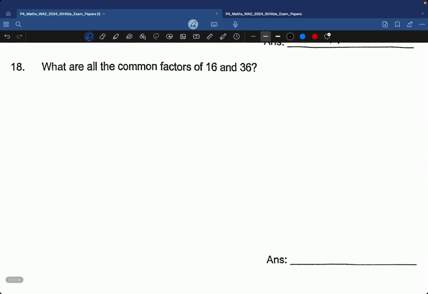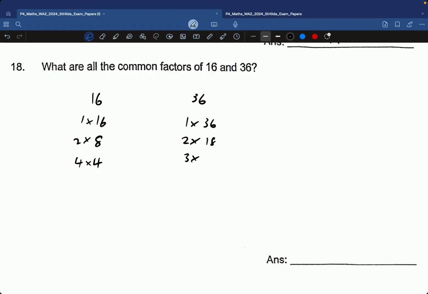What are the common factors of 16 and 36? Right? So we can just do it, 16 and then 36. So it's like 1 times 16. 2 times what to get 16? 8. 3? No. 4? Yep. So 4 times 4, so it's multiplied by itself. Same thing here for 36. 1 times 36. 2 times, so 36 divided by 2 will give us 18.